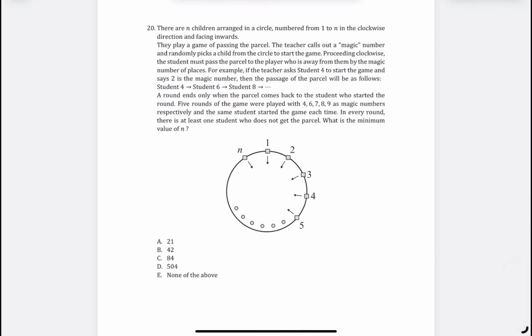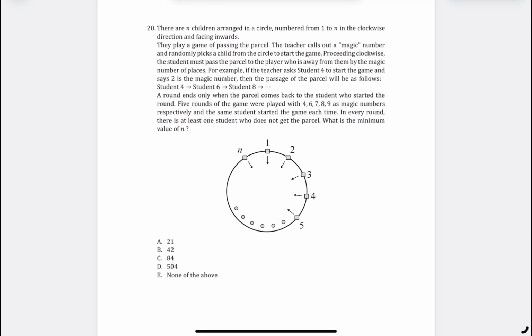Okay, question 20. There are n children arranged in a circle, numbered from 1 to n. They play a game of passing the puzzle. The teacher calls out a magic number and then randomly picks a child from the circle to start the game. Then the game proceeds in the clockwise direction. The students must pass the puzzle to the player who is away from them by the magic number of places.